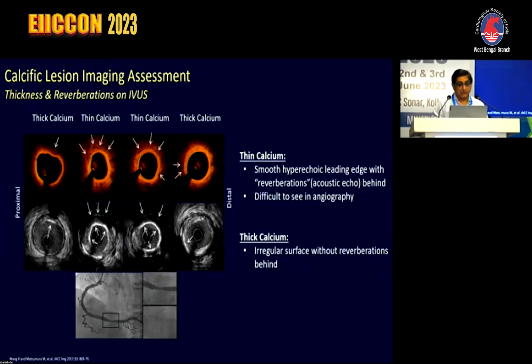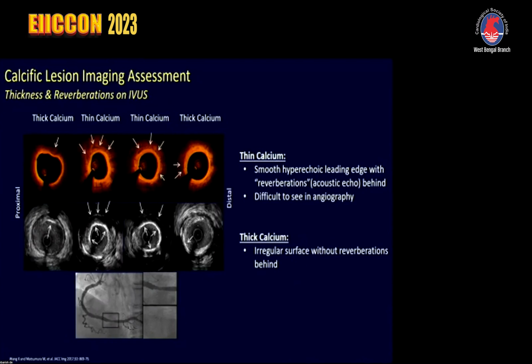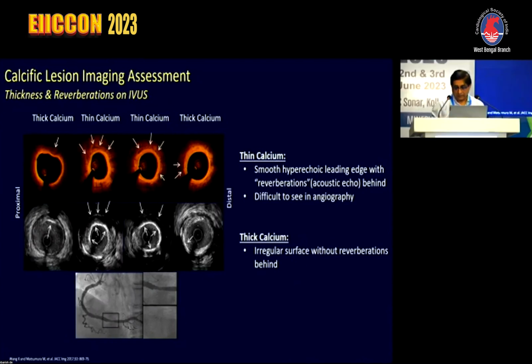So this is a way of looking at it, because we look at three things. We look at the arc, we look at the thickness, and we look at the length in deciding and grading the severity of a calcific lesion, about whether it will give to conventional balloon dilatation preparation or whether it needs more calcium modification by either rotablation or IVL and cutting balloons and stuff like that.